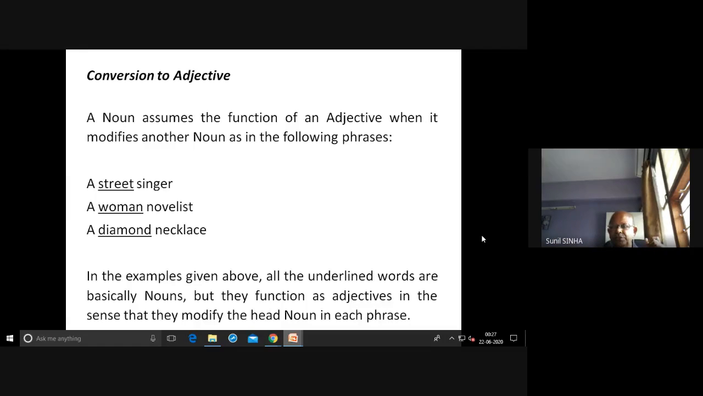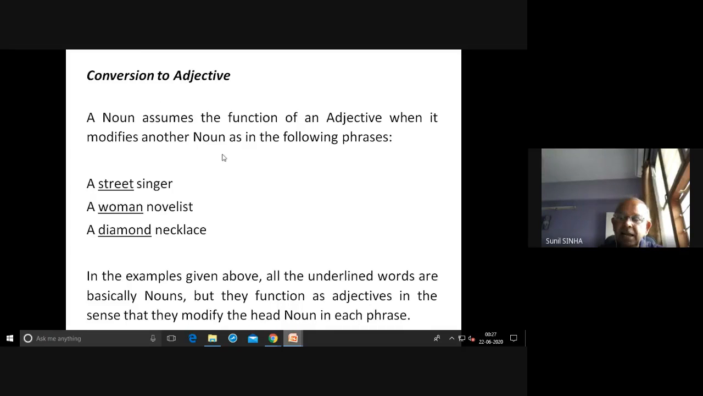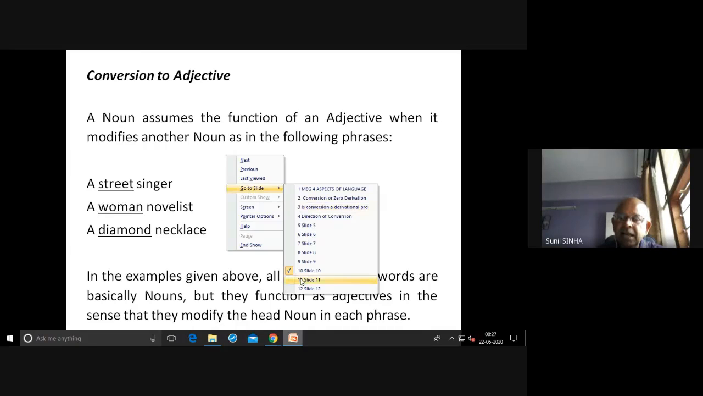But you can't say a street singer is a singer who is a street. You can't say that. Street here modifies singer. That is, he sings on the streets. And street is a noun which functions as an adjective in this phrase.